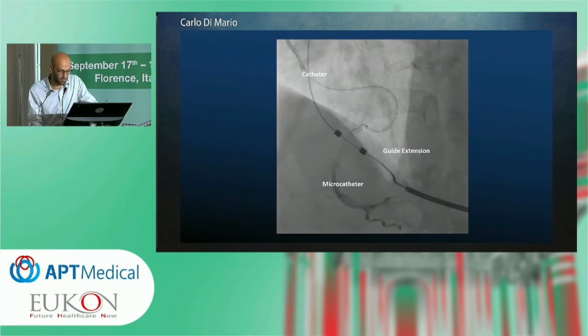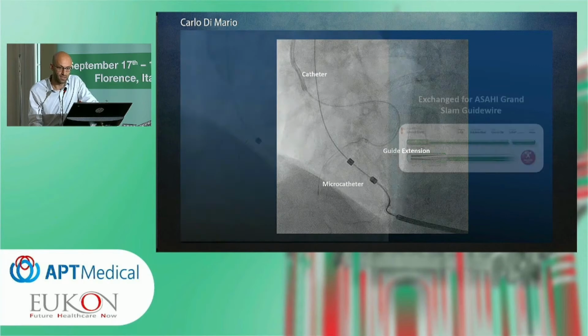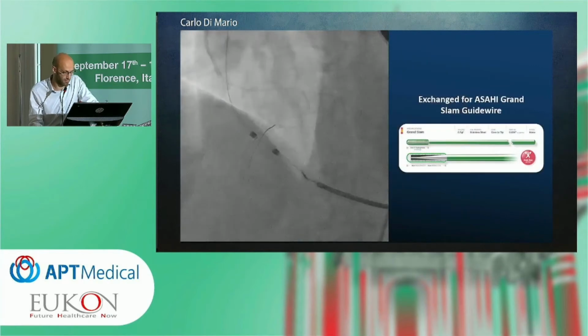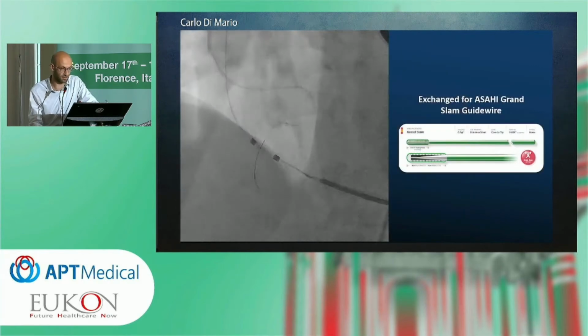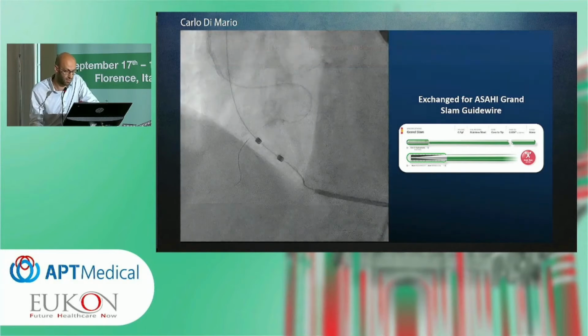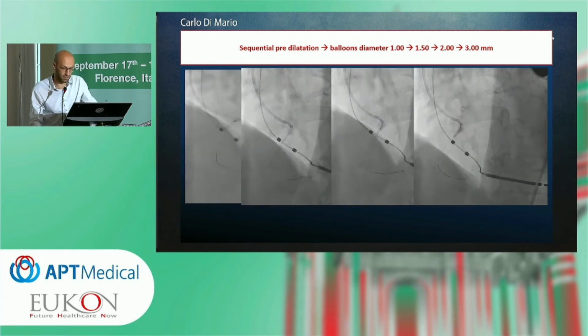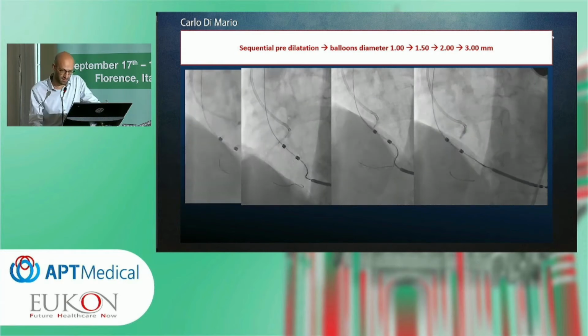advance the microcatheter until the second segment of the right coronary artery, and then exchange with a very stiff wire, like this Grand Slam, which was then used to perform the angioplasty. The lesion was very calcific.